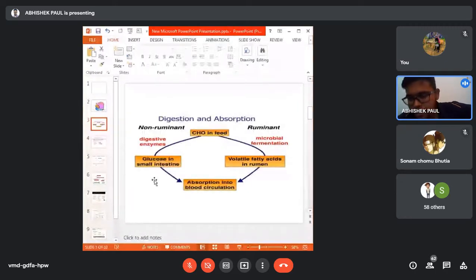Enzymes like amylase will break down the carbohydrate into glucose in case of non-ruminant. But in case of ruminant, there will be microbial fermentation. As I said, in the rumen, some microbes are there, those bacteria, fungi, protozoa. So they convert this carbohydrate into volatile fatty acids. What are those? That I will explain in the next slide.